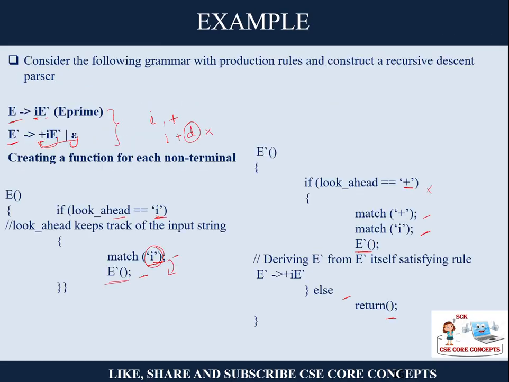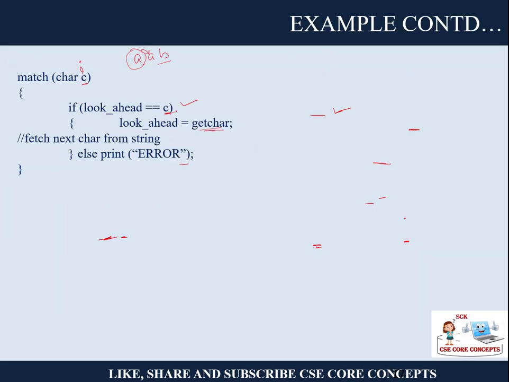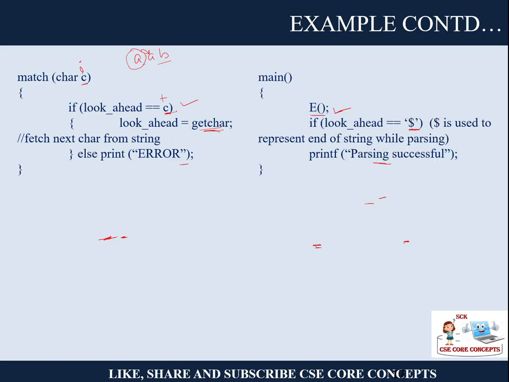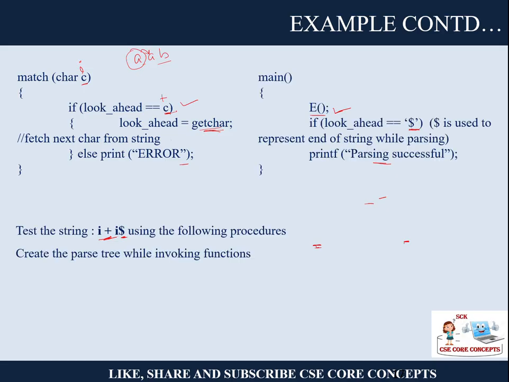So in the E prime function, my look ahead is now plus, right? So if your look ahead is plus, yes, my look ahead is plus. So let's go and match the plus symbol. So let's go to the match function. So look ahead is plus, yes, matched, fetch the next character. So what is my next character in the string? Again I. So from here in E prime, first you tried to match plus, right?